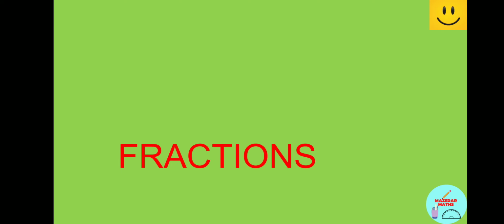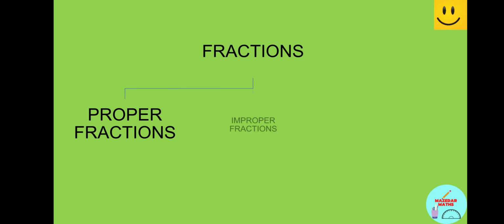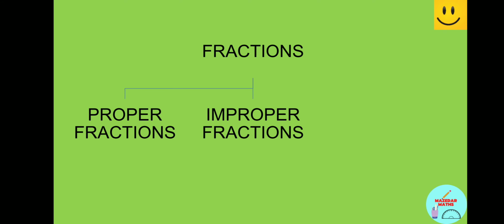Fractions. A fraction is any number in the form of a upon b where both a and b are whole numbers and b is not equal to 0. A is called the numerator and b is called the denominator. Here are a few examples of fractions. Now let's see the different types of fractions. Proper fractions, improper fractions and mixed fractions.